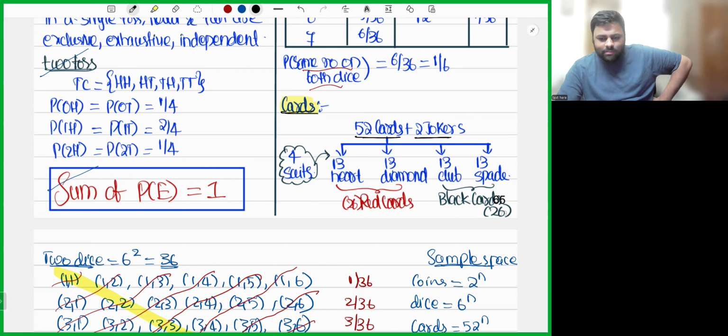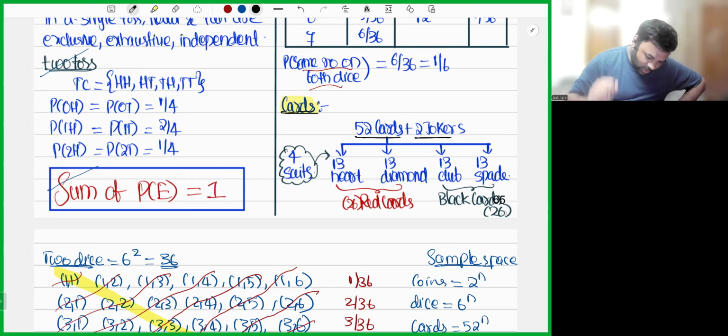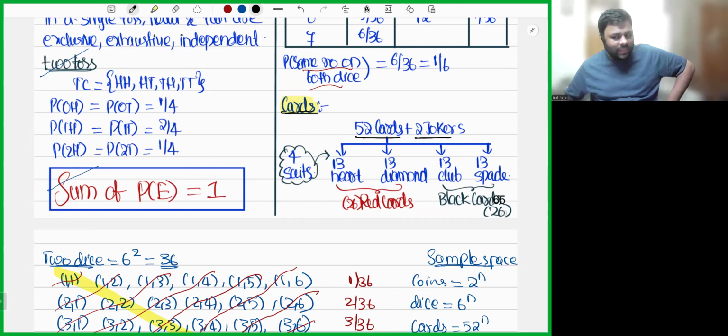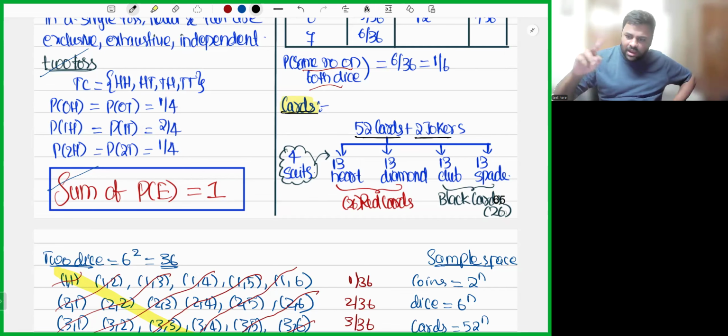Heart and diamond are red in color. Club and spade are black in color. So 52 cards, 4 suits: 13 hearts, 13 diamonds, 13 clubs, and 13 spades. Heart and diamond red in color, club and spade black in color. Next.